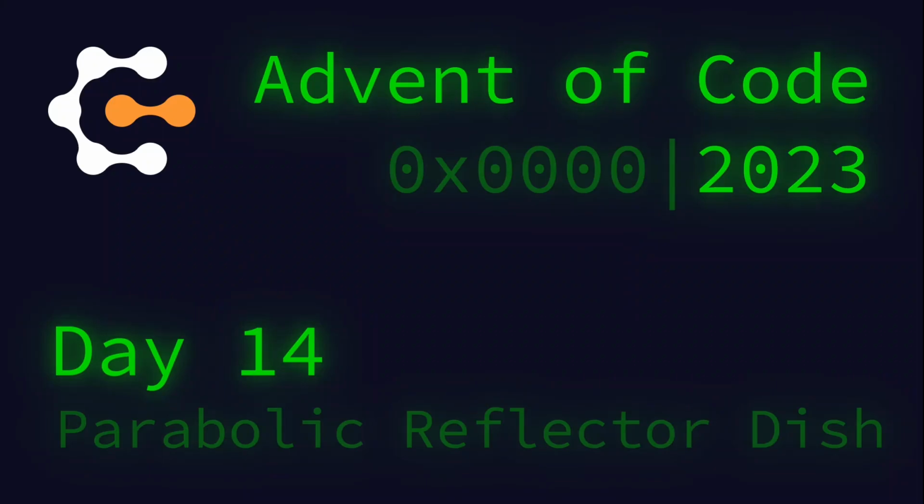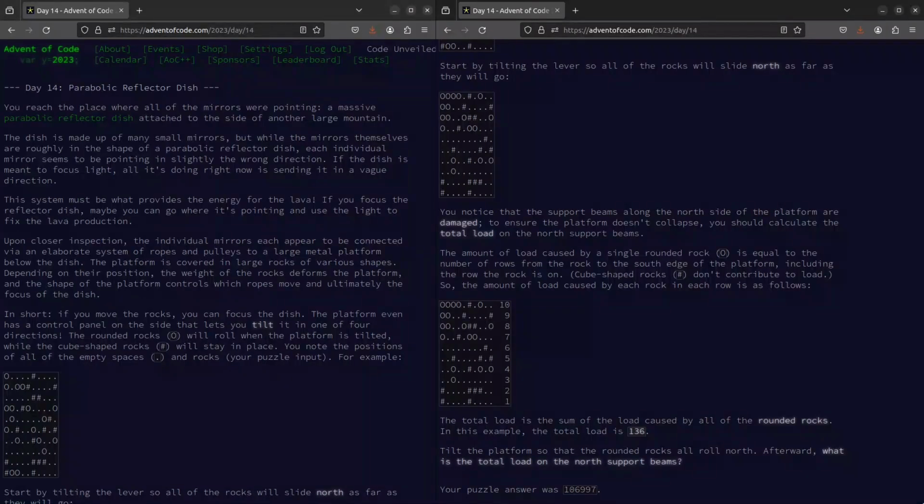Today we are exploring Advent of Code 2023, Day 14, Parabolic Reflector Dish. I'm going to show you 80 lines of code which solve it in 1 second. Let's dive in. We are given a platform of rounded rocks, O, cube-shaped rocks, hashmark, and empty spaces, dot.